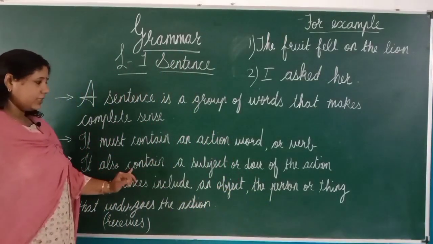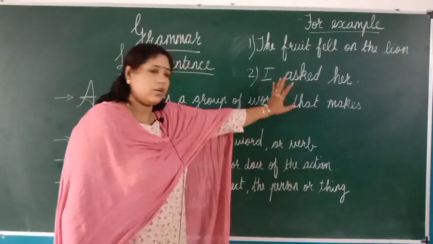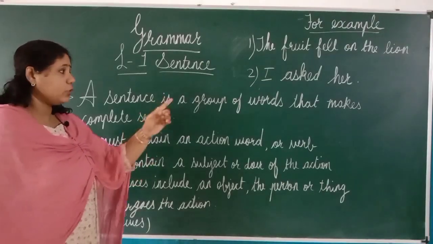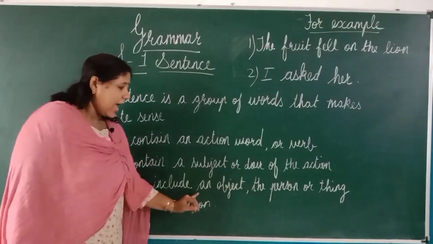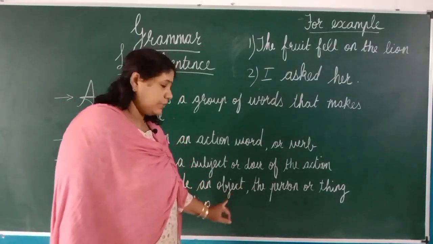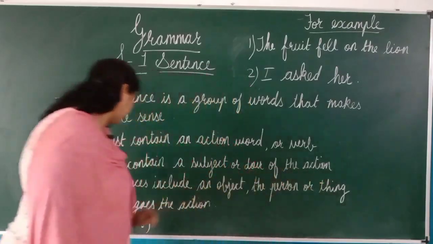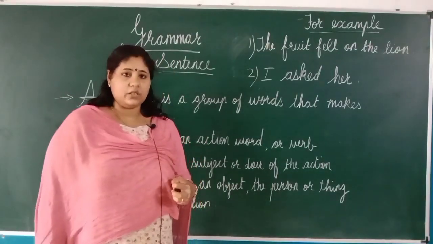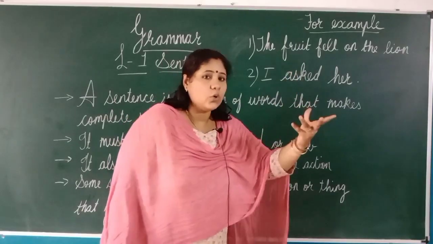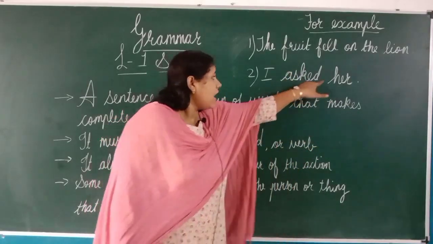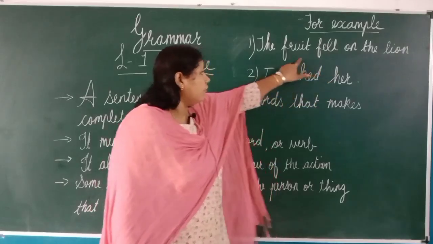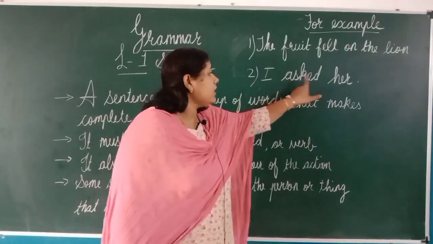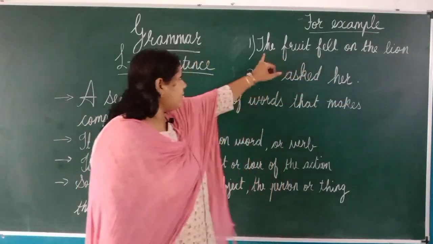Third point. It should also contain a subject or doer of the action. Already I discussed that. Next. Fourth point, as I told you before also, some sentences include an object. Object means what? The person or thing that undergoes the action, the receiver of the action. If I am saying, I asked, whom? Who is the receiver of my action? Action is what? Asked. Asked is the action, verb. I is the subject. And who is the receiver of my action? Her. Understood?